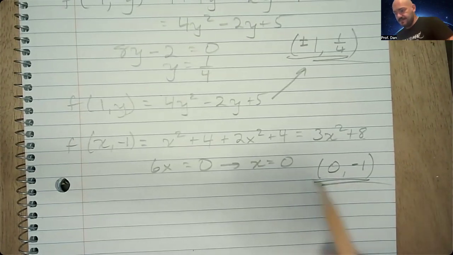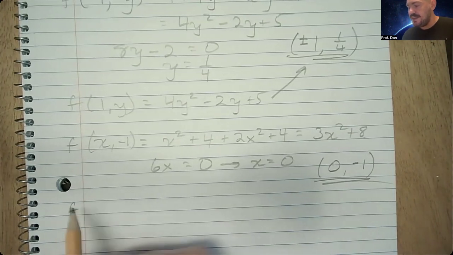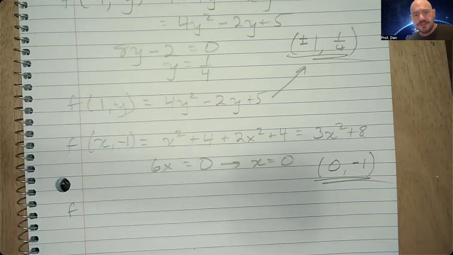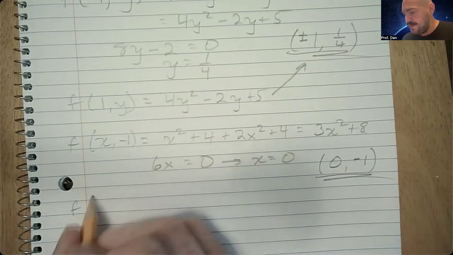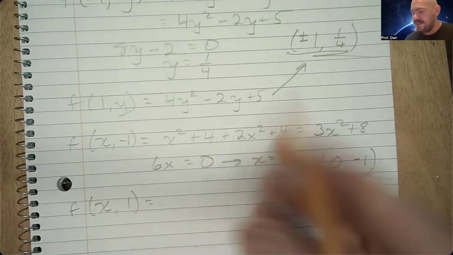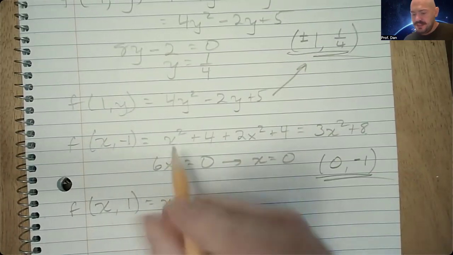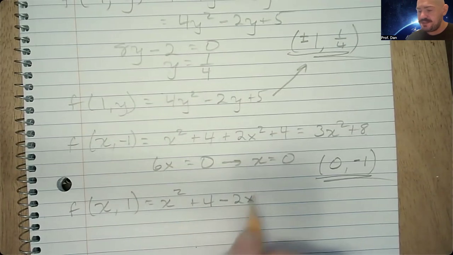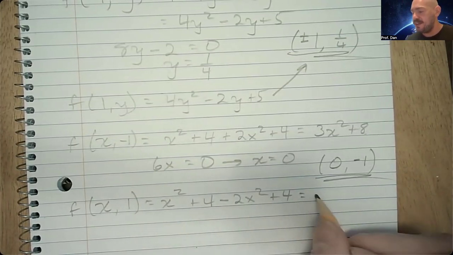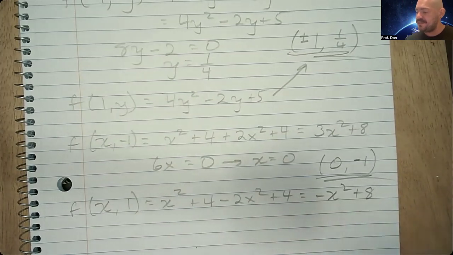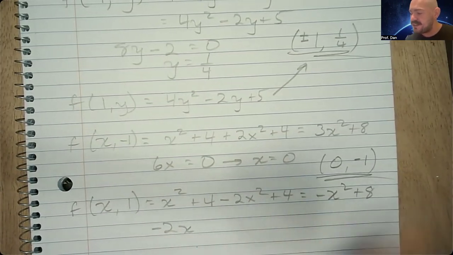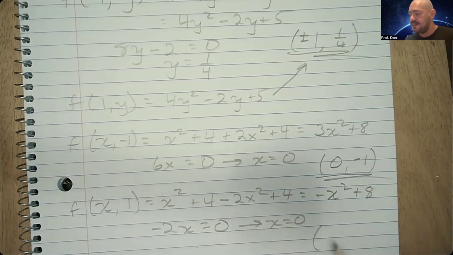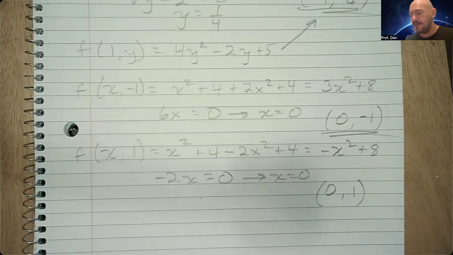Now for this one, technically not all of the y's are going to be squared, right? There's just a regular y right here. So we would end up getting a different function for f of x, 1. But in this case, let's see what happens. So we get x squared plus 4 minus 2x squared plus 4. Combining my like terms, I get -x squared plus 8. If I take the derivative, I get -2x equals 0, which means that x equals 0. So I end up also getting the point 0, +1.